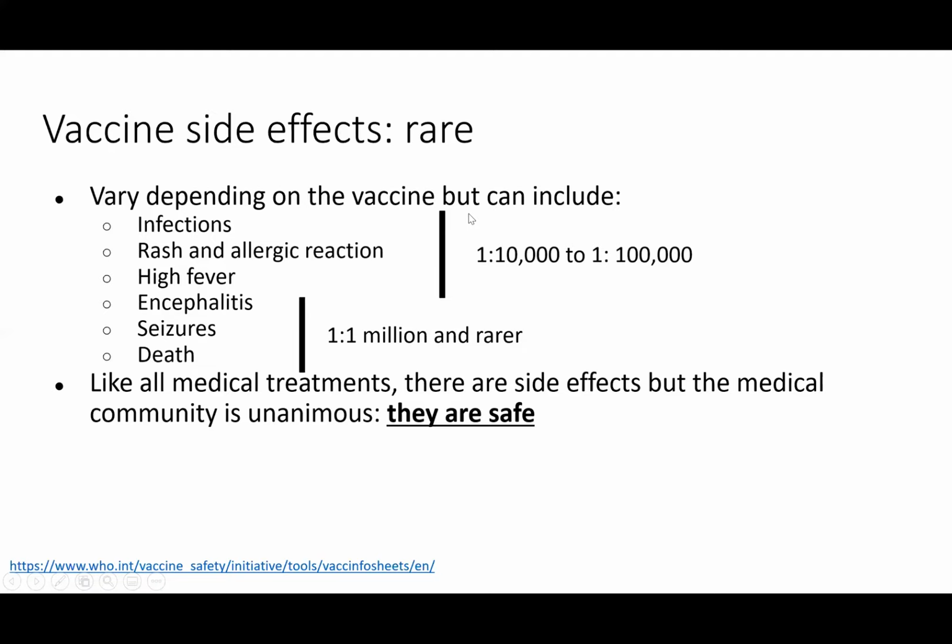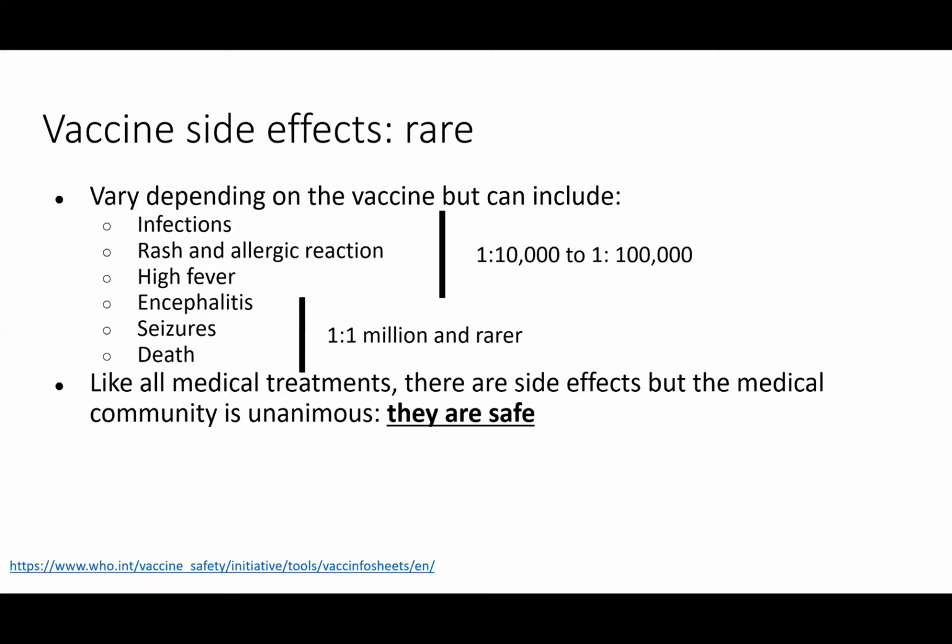And then we have some more serious things, including encephalitis, which is swelling of the brain, seizures, and even death. These are 1 in 1 million or rarer. But I just wanted to highlight these because one of the important things to understanding any medical treatment or any vaccine or anything like that is understanding how things can go wrong. But ultimately, unequivocally, around the world, every doctor says that vaccines are safe and vaccines are extremely, extremely effective.